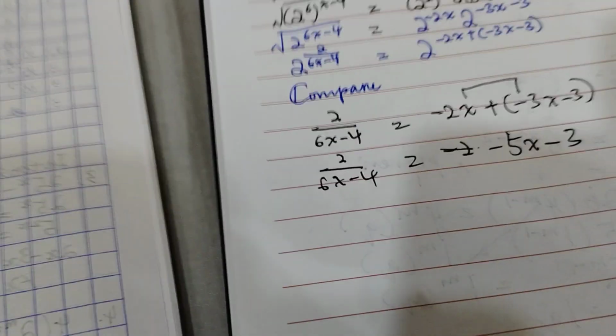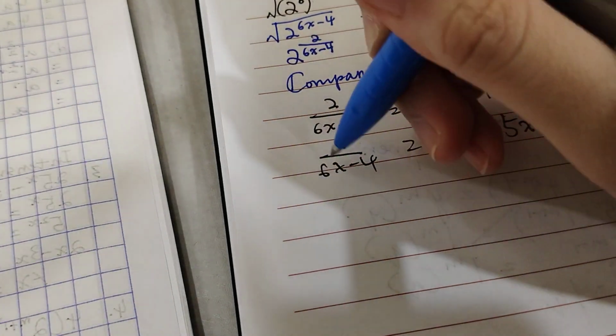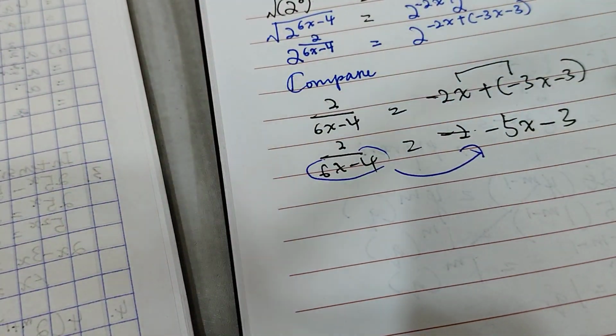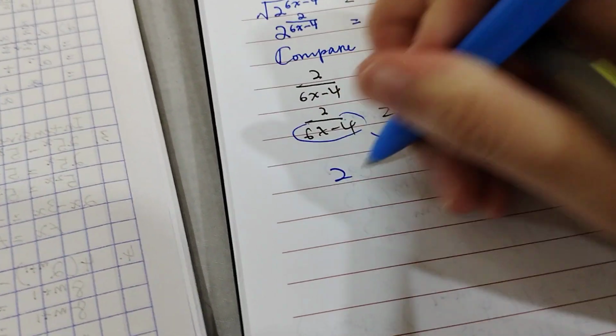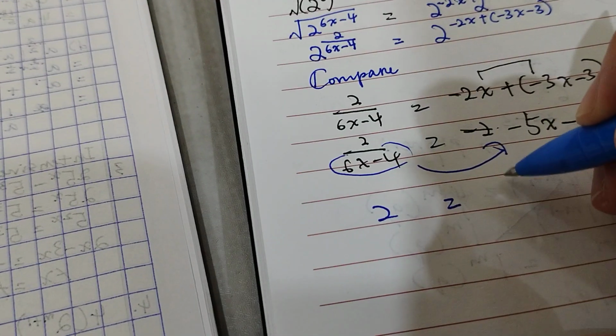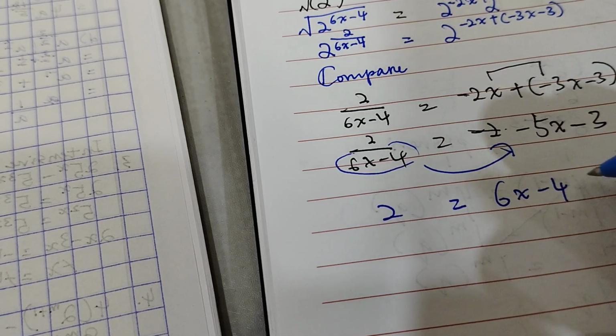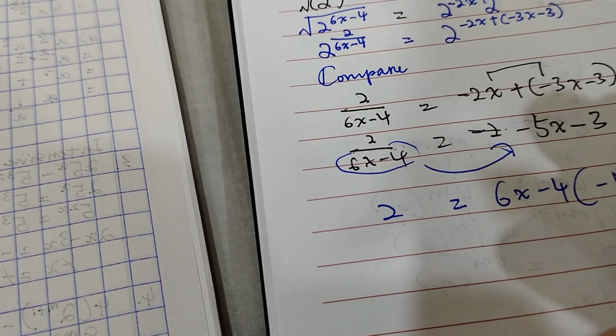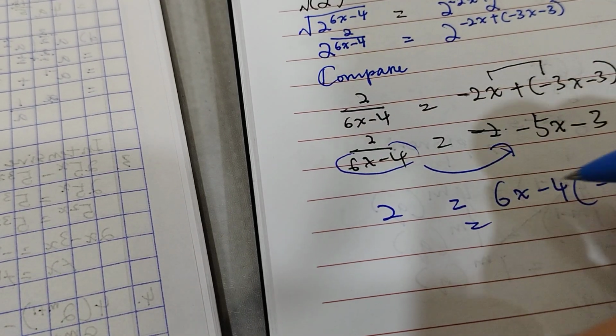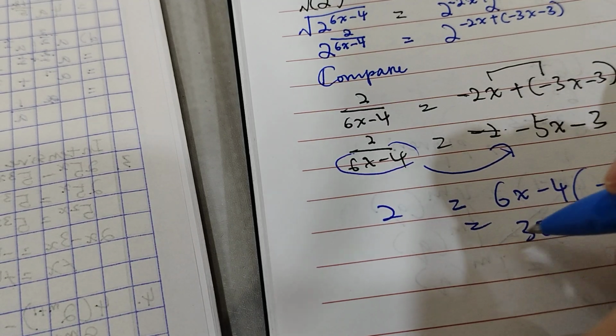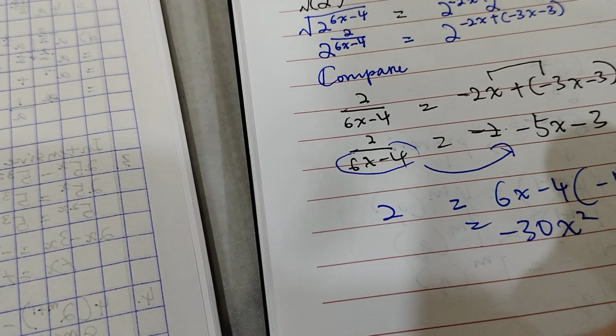Now, I want to just get x, so I'm going to take this entire thing and I'm going to throw it over to the other side. So, I will get 2 here. This is a divide, so over here will be times. So, 6x minus 4 will times negative 5x minus 3. So, that will give you, 6 times 5 will get you 30, negative 30x squared.